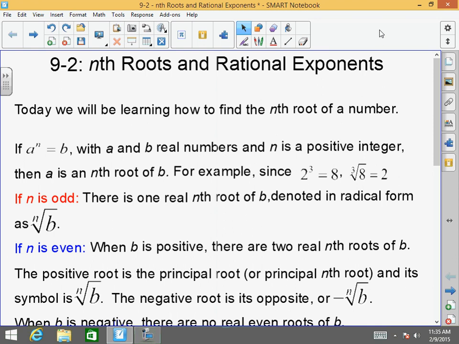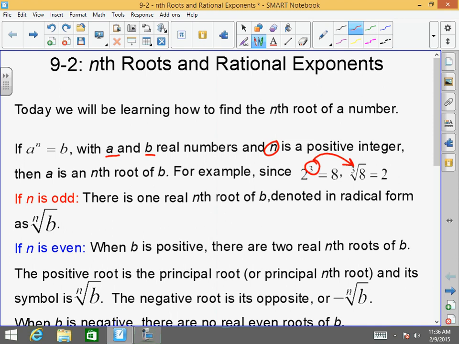If I have the equation a to the n power equals b, with a and b as real numbers, and n is a positive integer, n being the exponent, then a is an nth root of b. For example, 2 to the third power equals 8. So what that means is that the cube root of 8 is 2. Why? Because this power relates to the index. They're opposites, okay?